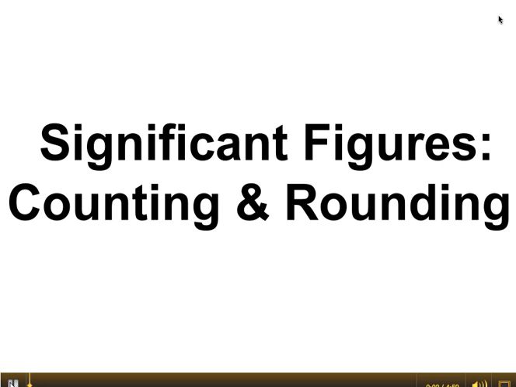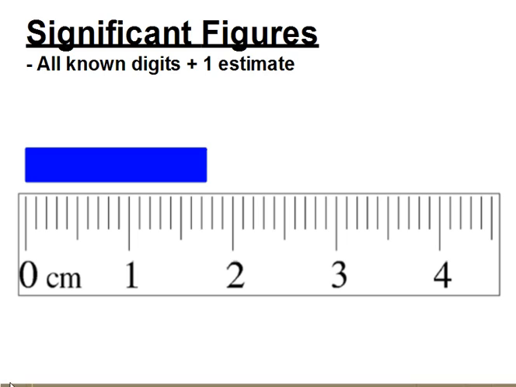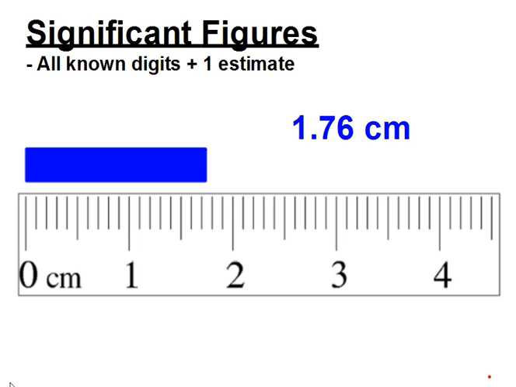Significant figures, counting and rounding. When making measurements in science, we express all of the digits we know for sure in one and only one estimate. In this case, 1.76 centimeters would be an appropriate measurement. It turns out we call all the known digits in one estimate significant figures. Sometimes this is shortened to sig figs, other times we call them significant digits.